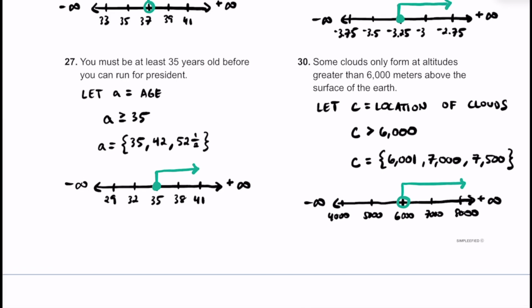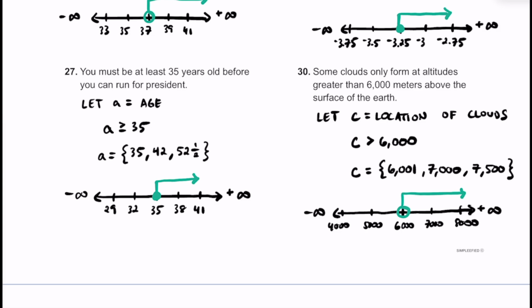All right, so there you have 30 different practice problems dealing with some equations, as well as linear equations and their relationships, as well as some inequalities.